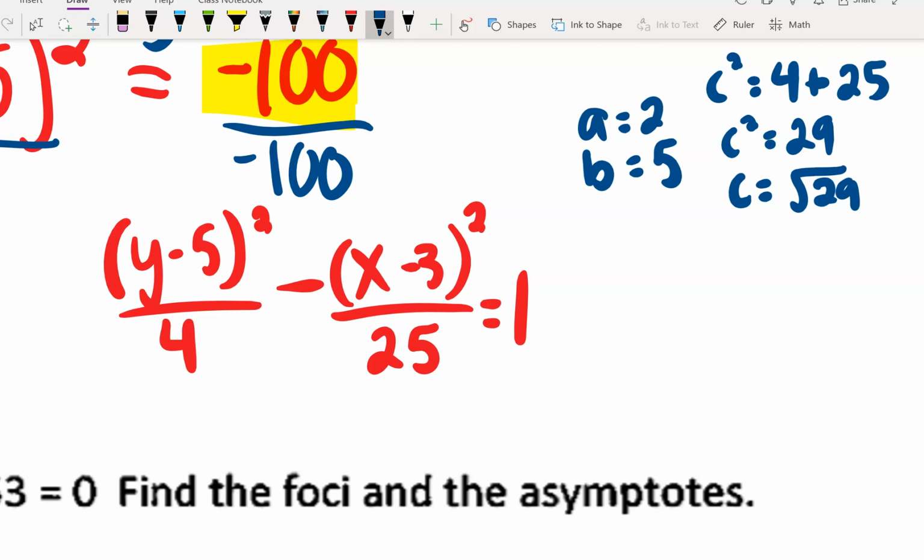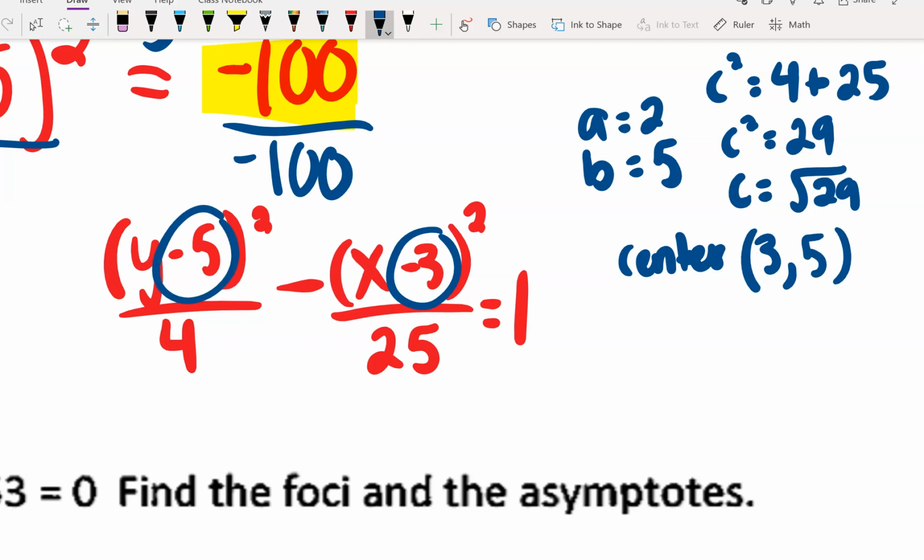But that's not the actual C value. That's just how to find the C value. It's not centered at the origin. I know the center, I'll write this down, center is opposite of this, so 3 comma opposite of this, 5. And then since this was vertical, I'm going to add to the y value to get the focus. So it's going to be 3 comma 5 plus or minus root 29 is where the foci are going to be.